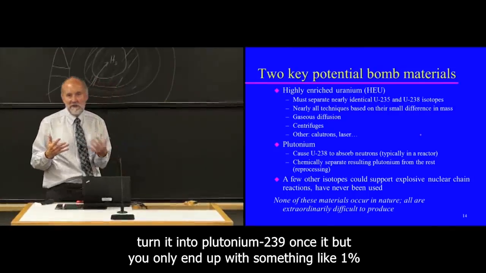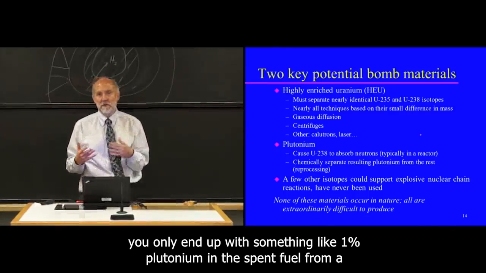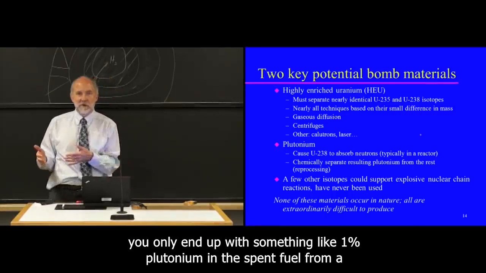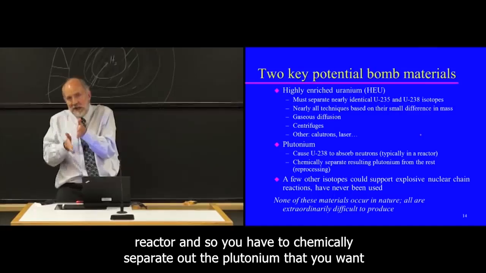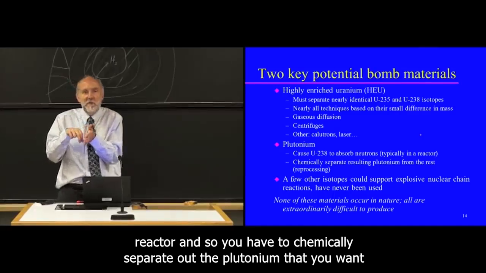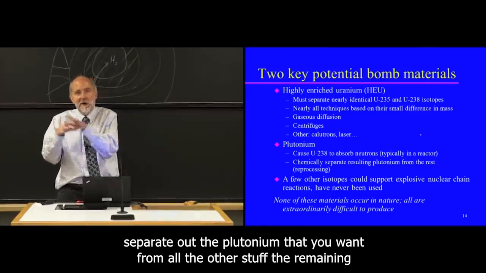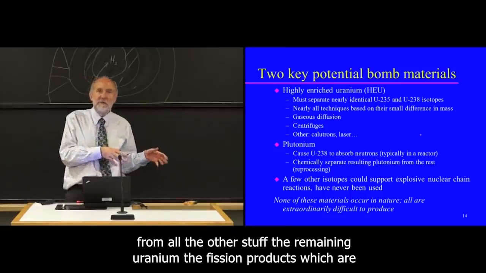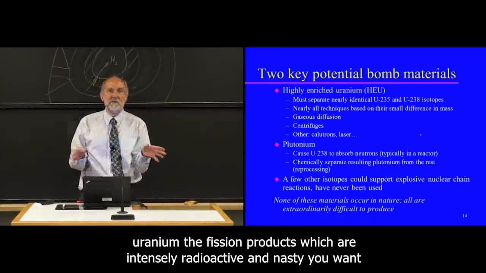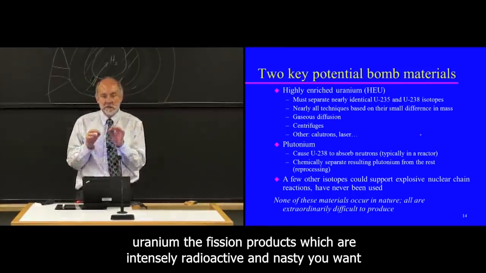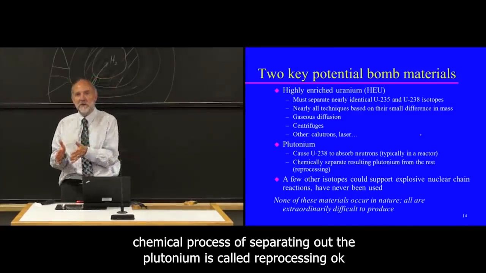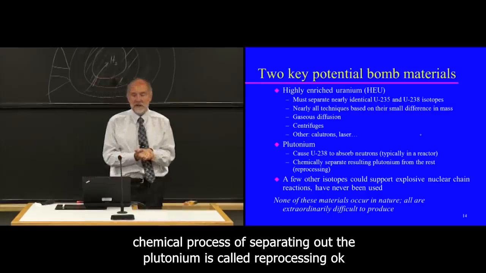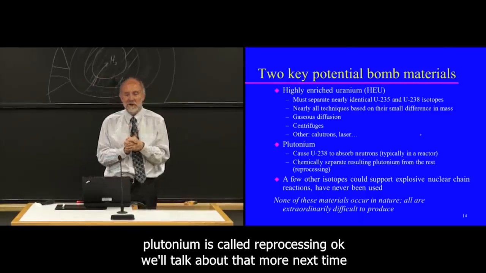You only end up with something like 1% plutonium in the spent fuel from a reactor. And so you have to chemically separate out the plutonium that you want from all of the other stuff: the remaining uranium, the fission products, which are intensely radioactive and nasty. You want to get the purified plutonium. And that chemical process of separating out the plutonium is called reprocessing. Okay? And we'll talk about that more next time.